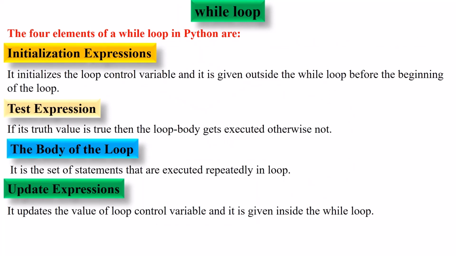The 4 elements of a while loop in Python are initialization expressions. It initializes the loop control variable and it is given outside the while loop before the beginning of the loop. Next one is the test expression. If its truth value is true, then the loop body gets executed, otherwise not. Next one is the body of the loop. It is the set of statements that are executed repeatedly in loop. Last one is the update expression. It updates the value of loop control variable and it is given inside the while loop.